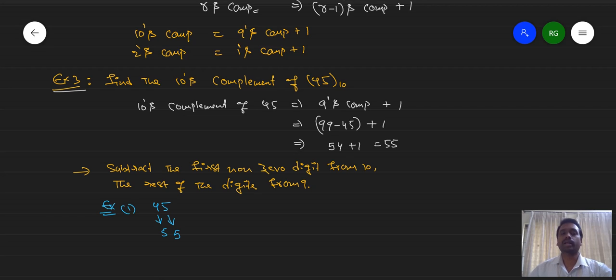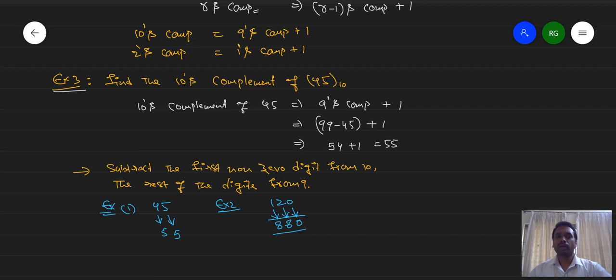If I see one more example, if I want to calculate the tens complement of the number 120. In this case, the first digit is 0. This is not a non-zero digit, so I leave the 0 as it is. And next, my 2 is the first non-zero digit. So I will subtract this 2 from 10, that is 8. And the remaining digits from 9. There is only one digit. So 9 minus 1, that is 8. So my 880 is the tens complement of my 120, or you can verify it by finding the nines complement plus 1. So this is how you can find the tens complement of a number.